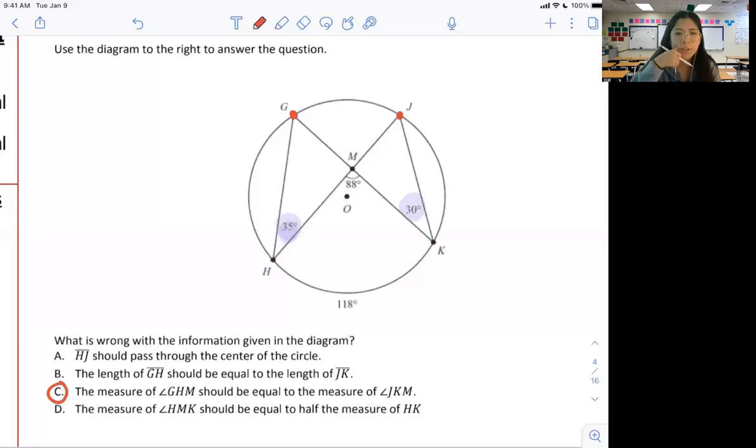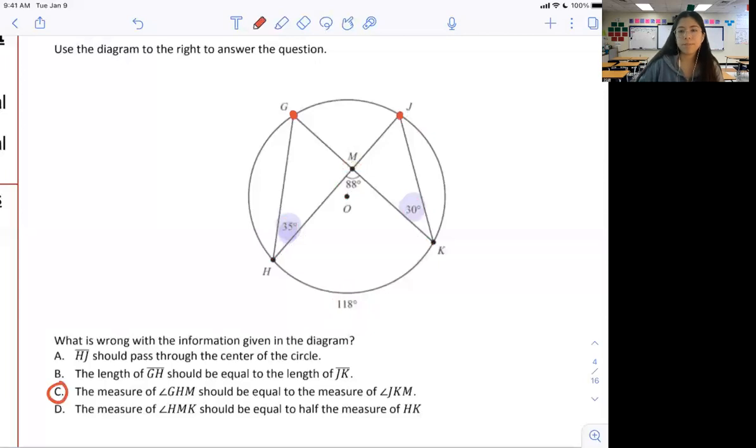GH should be equal to JK. No, there's no rule about that either. But there is... well, no, not in this example, never mind. And then last, the measure of HMK should be equal to half the measure of HK. So we already went over that. Those have no relationship to each other because M is floating in the middle. It's not the center. It's not anything else.